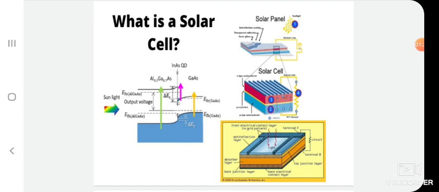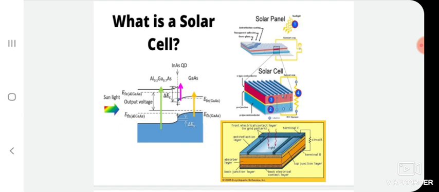A solar cell is basically a PN junction diode. Solar cells are a form of photoelectric cell, defined as a device whose electrical characteristics, such as current, voltage or resistance, vary when the device is exposed to light.